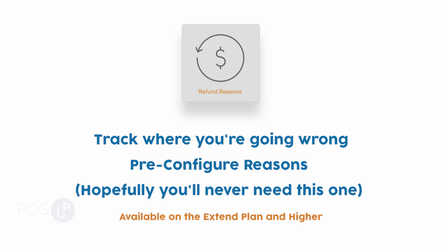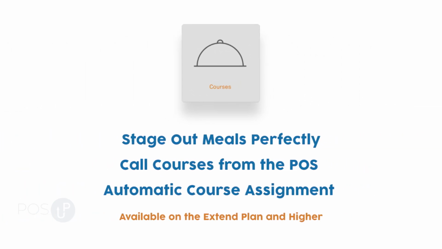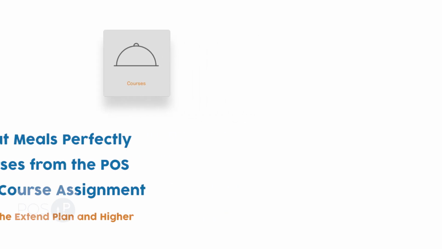And finally, Courses, as previously mentioned, lets you create a course structure with products automatically going into each one. You can then call each course separately to stage out orders and avoid swamping customers with food. Great for high-end restaurants with massive tasting menus.